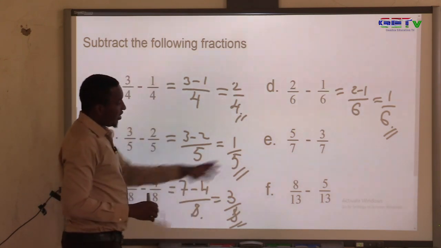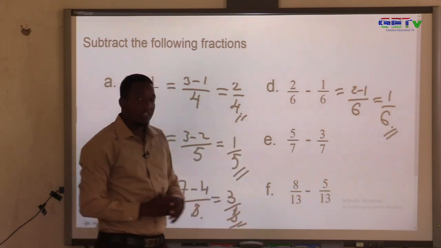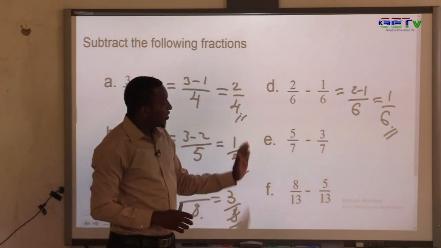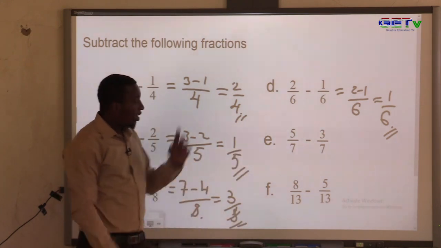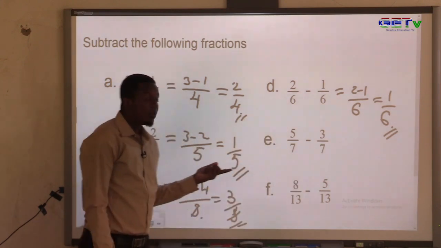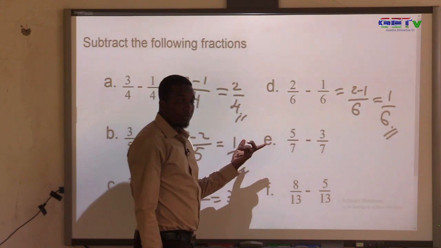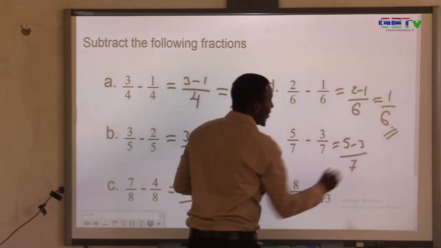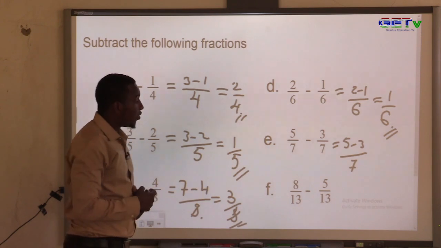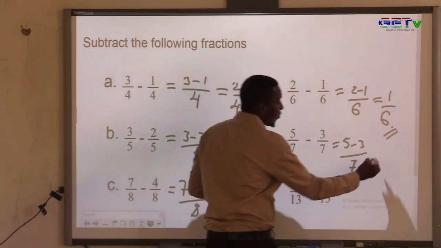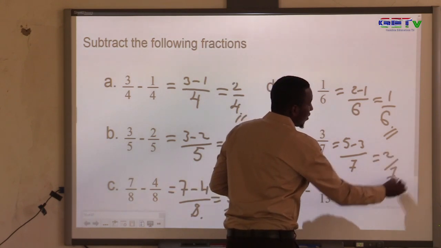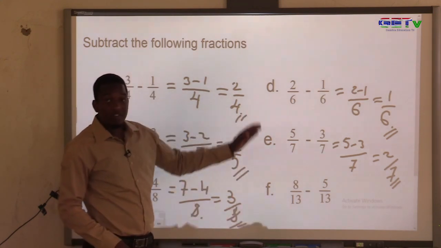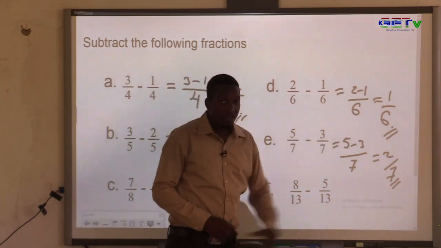Then E, we have 5 all over 7 minus 3 all over 7. We are asked to take the difference of 5 all over 7 minus 3 all over 7. Again, like the others, if you observe, they have the same denominator. So we are going to subtract the numerators. That is simply going to give us 5 minus 3 all over 7. 5 minus 3 is equal to 2 all over 7. So when we subtract 5 all over 7 minus 3 all over 7, the answer will give us 2 all over 7.